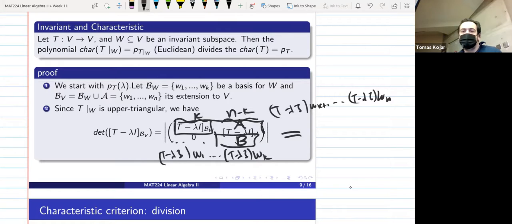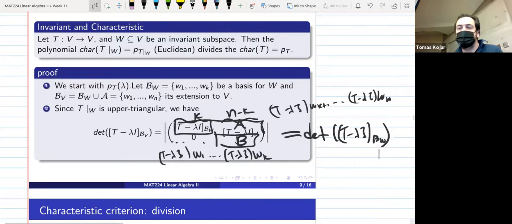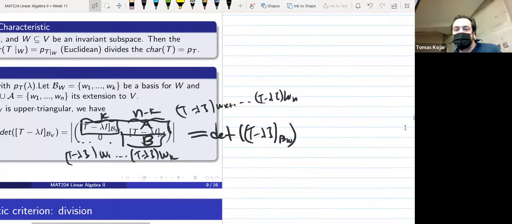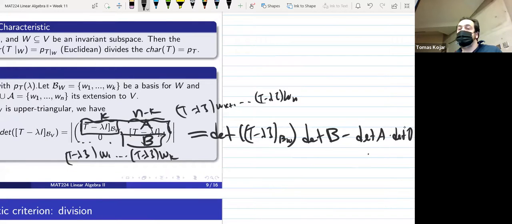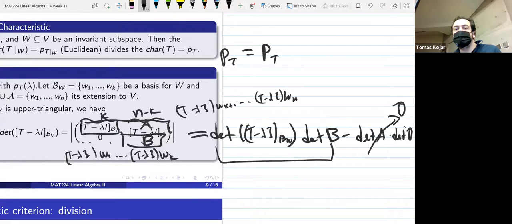It's the same thing. So this would be determinant of T minus lambda I restricted to W times determinant of B matrix minus determinant of A times determinant of 0. So this guy is out. So you're left with these two. Okay, so that shows that PT is equal to P restricted to W times some matrix B. So one divides the other. Okay?